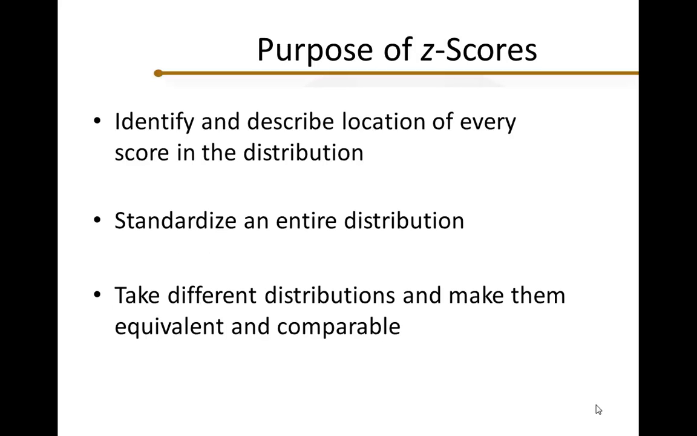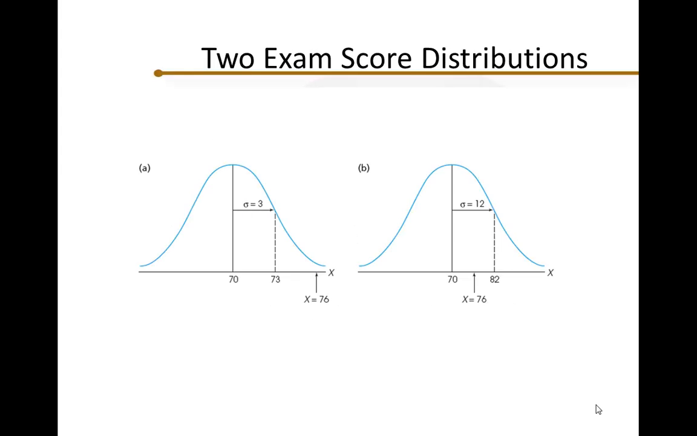So what's the purpose of this z-score? Basically, it allows us to identify and describe the location of every score in our distribution. The key piece is that it allows us to standardize an entire distribution, and we can take different distributions and make them equivalent and comparable.